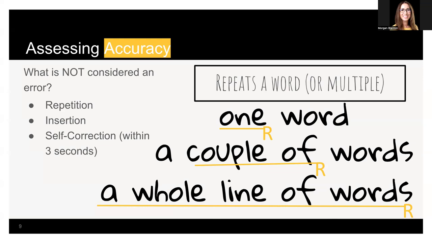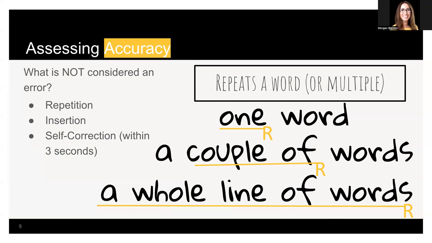The next line, maybe they repeat a couple of words. So here they would read it like a couple of words. So they would be repeating 2 words there. Sometimes they repeat a whole line. Again, they might get offline or they might just go back and reread because they're trying to make sure they're comprehending. Here, it would be something like a whole line of words.